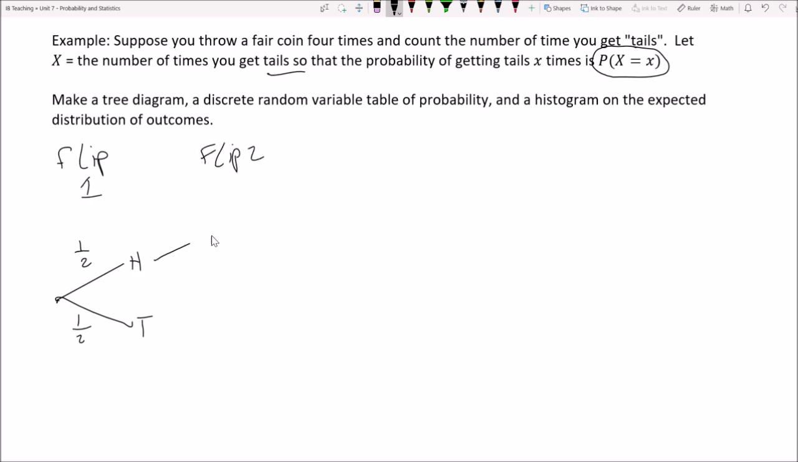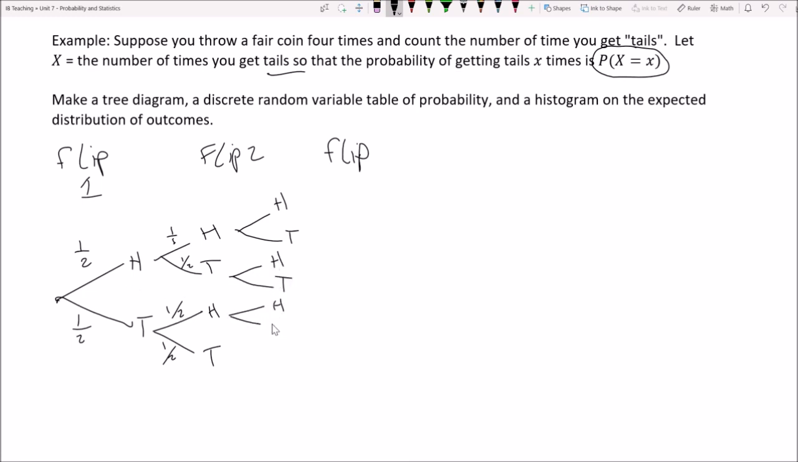On flip 2, you might get heads, you might get tails, and if you got tails, you might get heads the next time, and if you got tails, you might get tails again. Each of those has a 1/2 probability. And flip 3, you probably get the pattern by now. On flip 3, you might get heads, or you might get tails. And if you went heads, tails, you might get heads or tails, and you might get heads or tails. Each of those has a probability of 1/2.